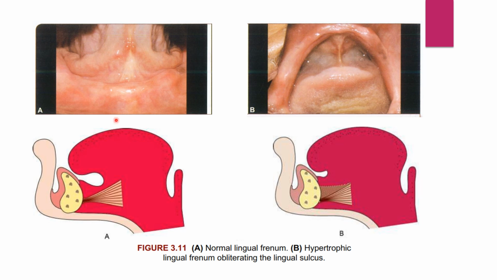And in this picture, it shows the normal lingual frenum, and this is a sagittal view showing normal lingual frenum. And here is the hypertrophic lingual frenum, which is obliterating the lingual sulcus. And this is the sagittal view.